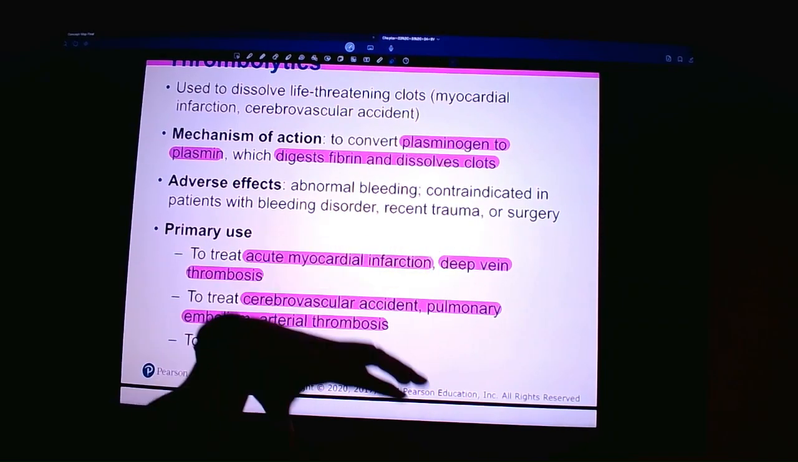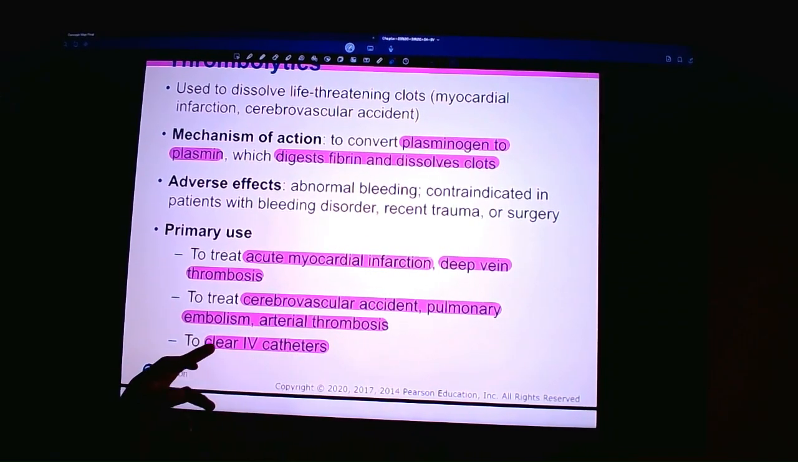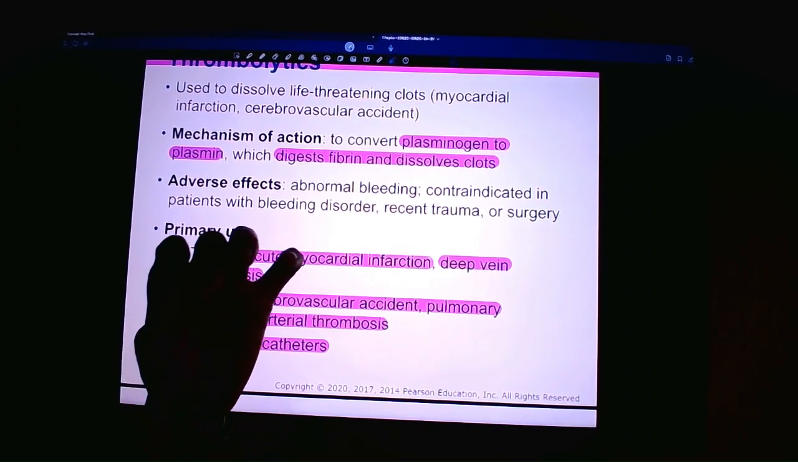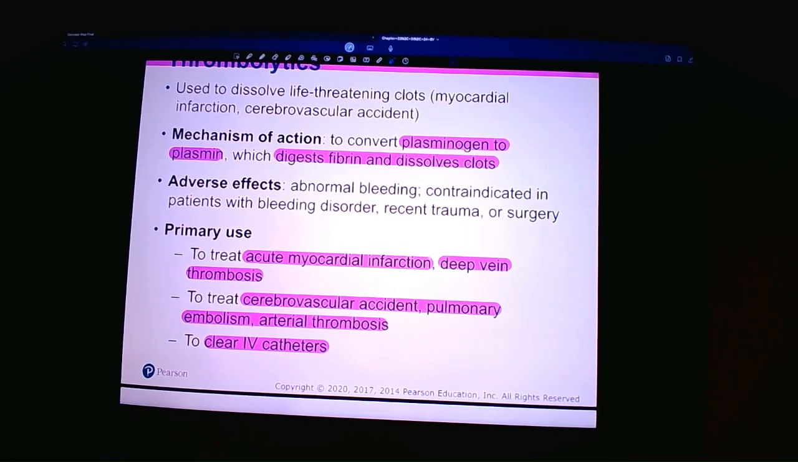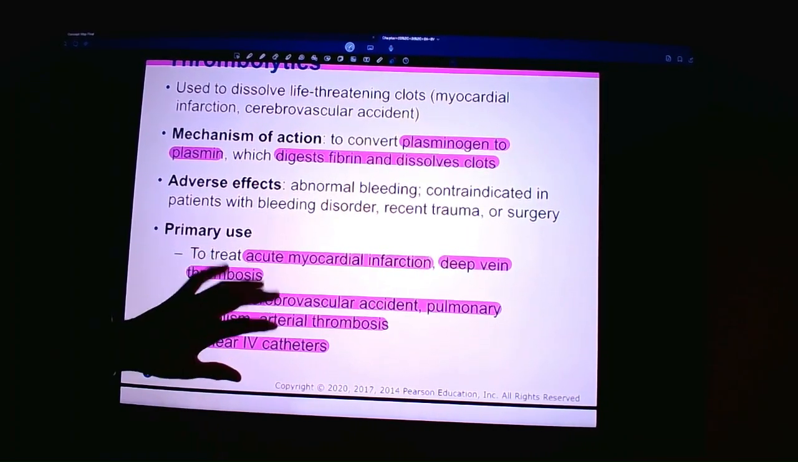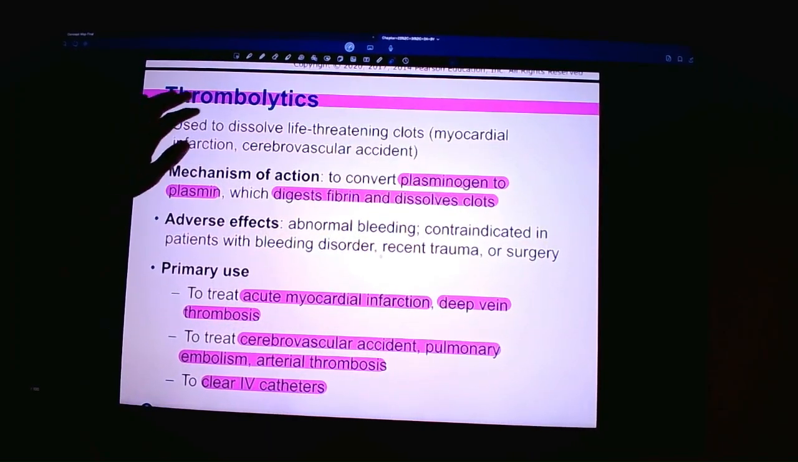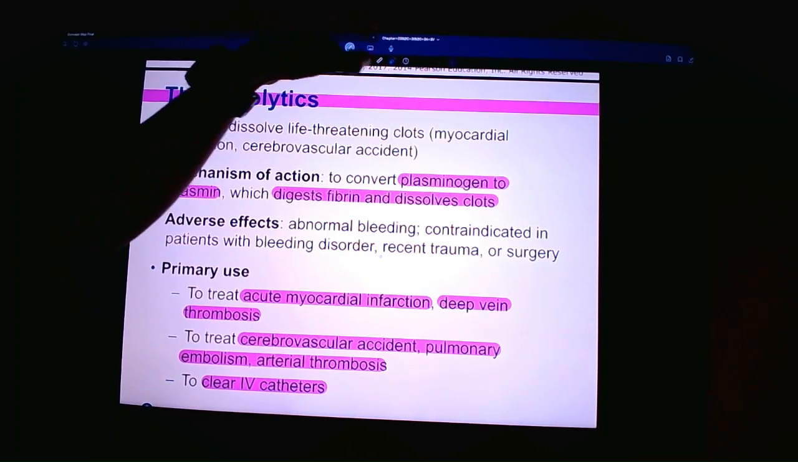So this is a rescue drug, right? And off label, it helps clear IV catheters, which makes sense because sometimes blood does get stuck in IV catheters, so you need to flush that out, and that's one way that you can do it, right? Because it breaks things down. Because after all, these thrombolytics, right? Thrombo meaning clot, lytic meaning breaking down.